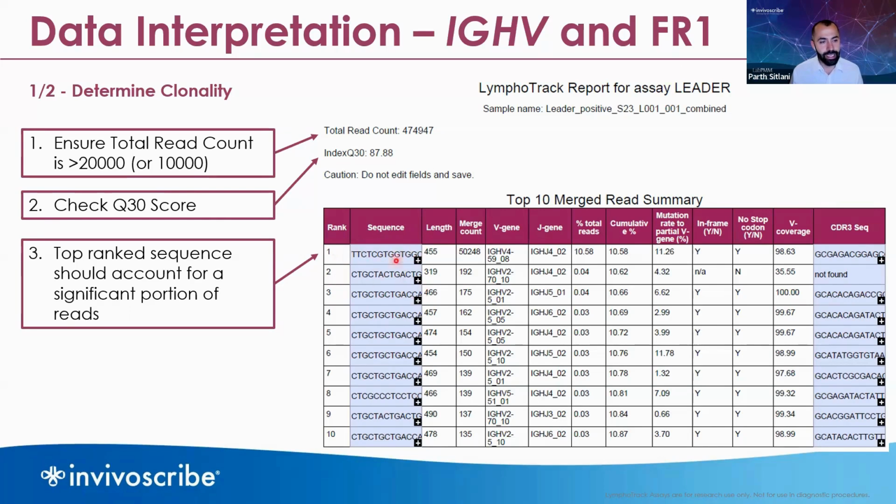We can see that DNA sequence here, and we can see that rank 1, for example, is 455 base pairs long. It had 50,000 reads attached to it. The V gene is identified, the J gene is identified, and the most important value here is our percentage of total reads. So the rank 1 sequence, as it represents 50,000 reads that we counted, represents about 10.5% of the 470,000 total reads here. Now, that top rank sequence should represent a significant portion of the reads.